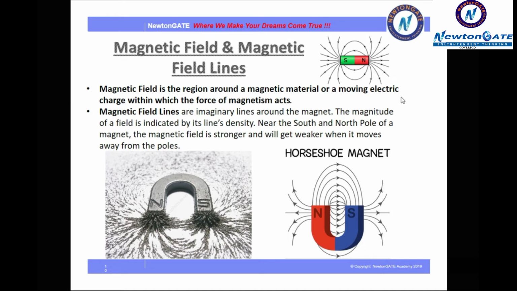And you can see that near the poles the field lines are more. So here near the poles the magnetic field lines are more, that is, the density of magnetic field lines, the line density, is more. So the magnetic field strength is also more near the poles, but weaker in other spaces.